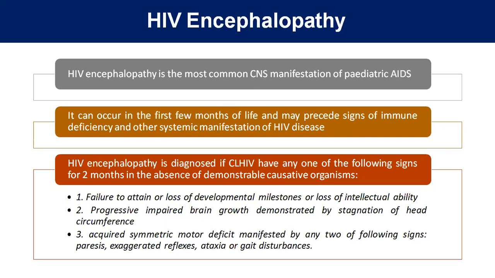Number 1, failure to attain or loss of developmental milestones or loss of intellectual ability. Number 2, progressive impaired brain growth demonstrated by stagnation of head circumference. Number 3, acquired symmetric motor deficit manifested by any 2 of the following signs: paresis, exaggerated reflexes, ataxia, or gait disturbances. So any one of the following 3 for more than 2 months in the absence of a causative organism will signify the child to have HIV encephalopathy.